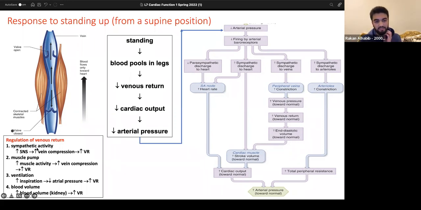Here he says the same things, that sympathetic activity would increase, basically whatever we said here, in the heart, the veins, and the arterioles, which in terms of veins will cause more venous return. And the muscle pump, if you are walking, basically the muscles will contract and they will push more blood into the heart. And for ventilation, again, when you inspire, there's negative pressure within the thoracic cavity, which is causing more blood to move into the right atrium. And then blood volume, if you increase blood volume, you will increase the amount of blood going into it.